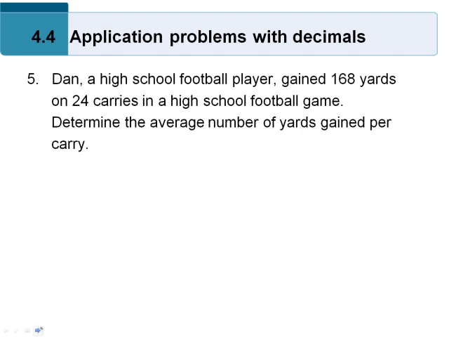Dan, a high school football player, gained 168 yards on 24 carries in a high school football game. Determine the average number of yards gained per carry. So if he started with 168 yards, but he carried it 24 times, we want to know his average yardage on one carry. So basically you're going to divide here. 168 divided by 24. If we do that, the 168 goes in the calculator first, and you end up with a nice whole number, 7. If you want to be fancy, it would be 7 yards per carry. You can write it out like that.